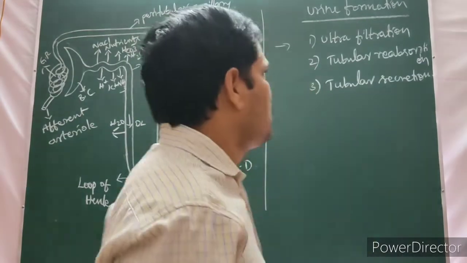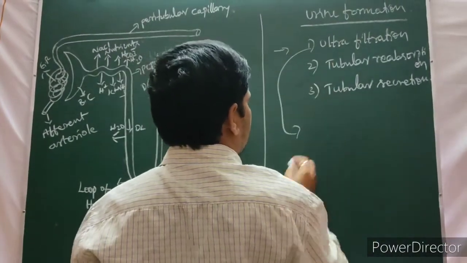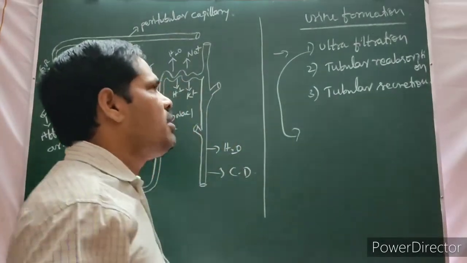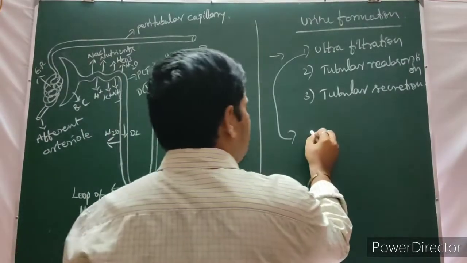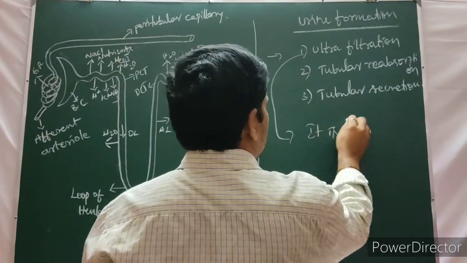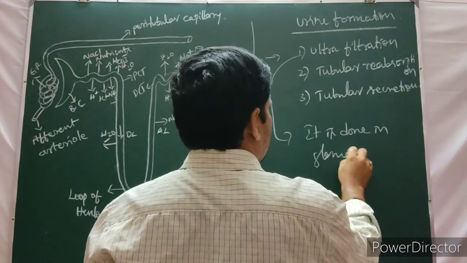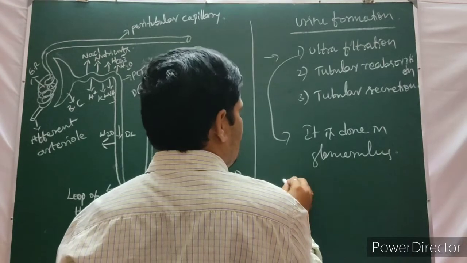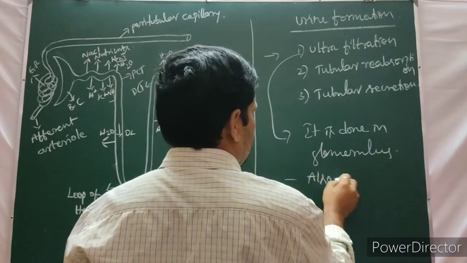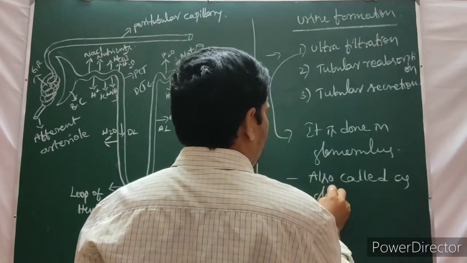Now, the very first one is ultrafiltration. So, what is the meaning of ultrafiltration? Where is it done? It is done in the glomerulus. That's why it is also called glomerular filtration.